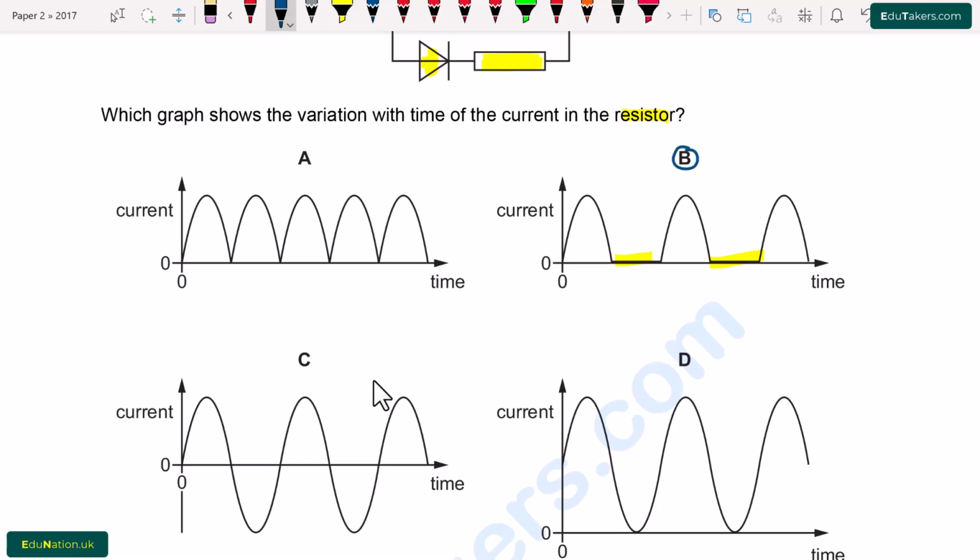In option C we can see the alternating current waveform, so this is also incorrect. Option D is also incorrect. Only correct option is B.